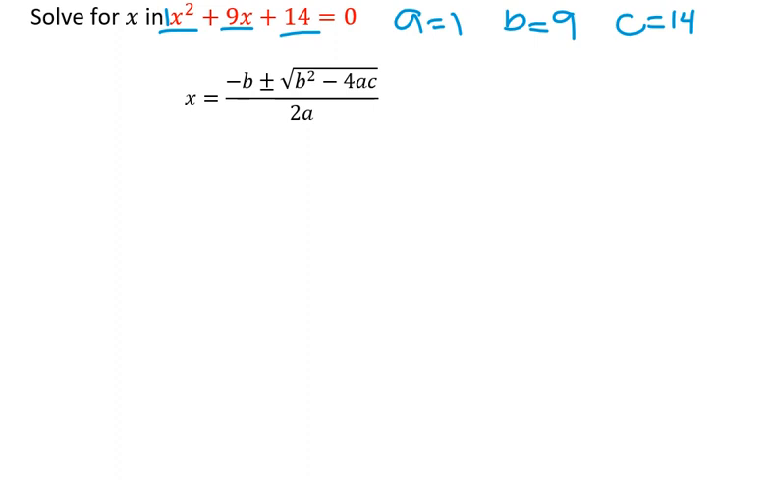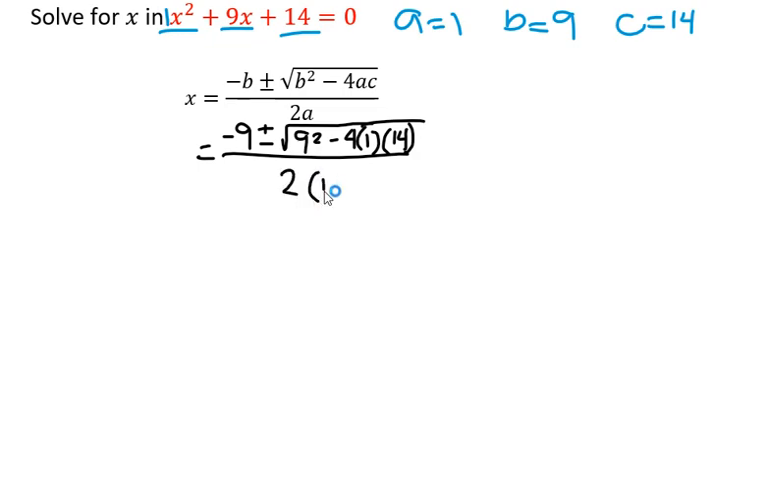So, gamitin na natin yung formula. So, x is equal to negative b. So, b is 9. Negative 9 plus minus square root of b. Ano yung b? 9 square minus 4 times a. A is 1 times c. Ano yung c? 14 over 2 times a. And a is 1.